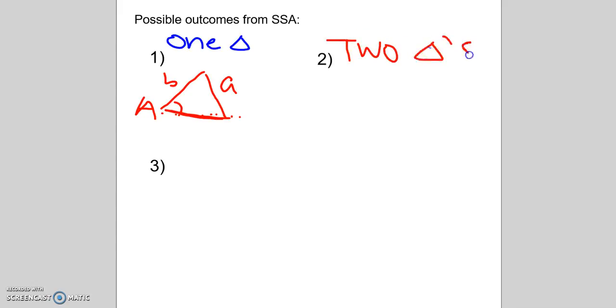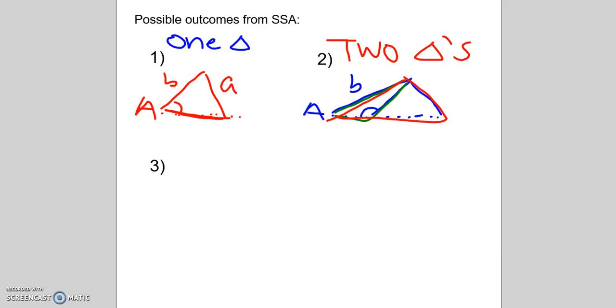So two triangles is our second case. So here let's say we have our side B again, our unknown side, our given angle A, and then we can find that this side length A could meet right here and create a big triangle like this, or it could actually go this way depending on what we find this angle measure to be. So then here we have two different triangles. We have our smaller triangle and then we have our big triangle. And we'd have to solve both triangles in this situation.